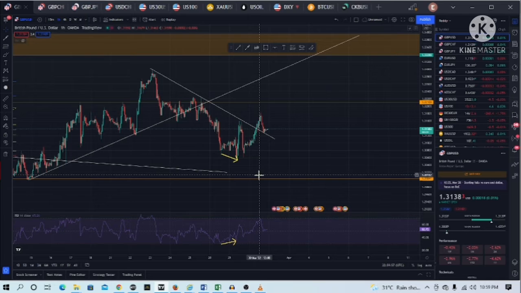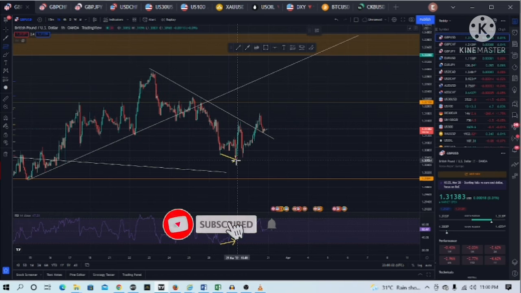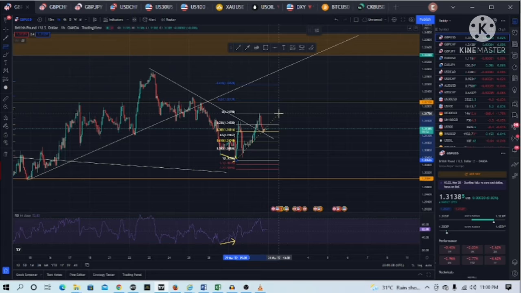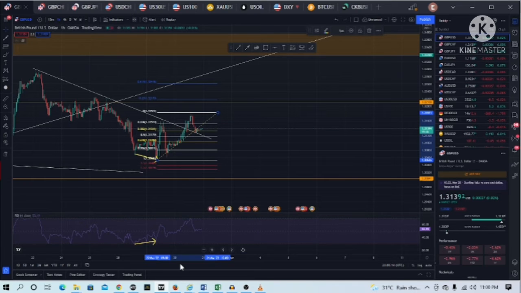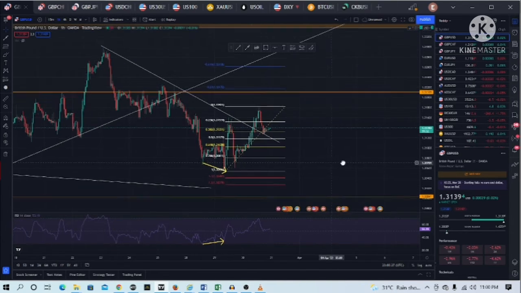Now the other thing is my fib, which I depend on a lot. So I put my fib from swing low to the swing high, and we are retesting this trend line. Let me make this a little bigger. Okay, so we are retesting this trend line at the 0.382 fib level, which is really cool. So from indications, it looks like price is about to go upward.